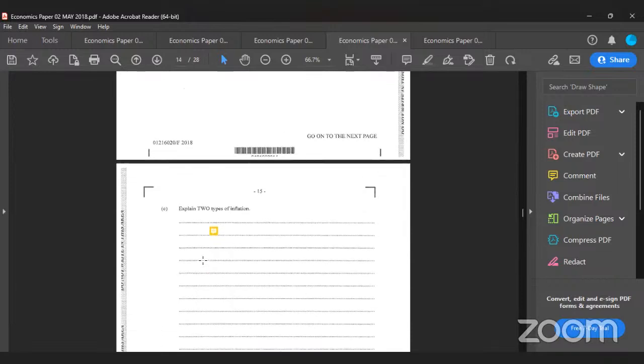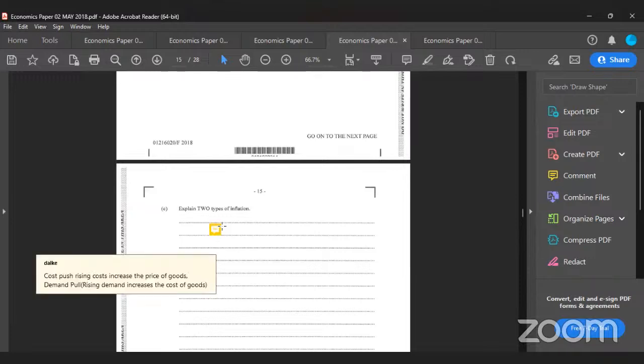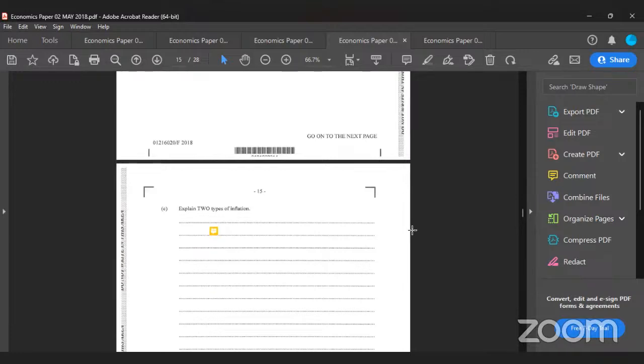We're asked to explain 2 types of inflation. And we know you have cost push and demand pull. Cost push, the inflation occurs because the cost of raw materials and so forth goes up. So the cost of production goes up and those same costs are passed on to consumers through prices. For demand pull, it occurs when the rising demand increases the cost of goods. And we know that when demand goes up, price also goes up.